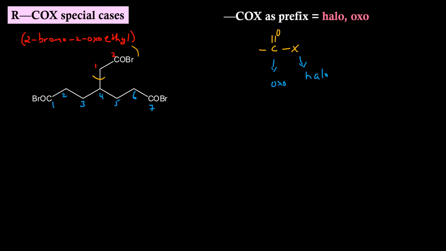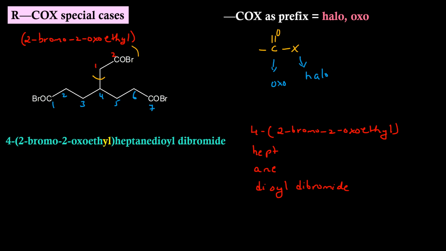Now, secondary prefix for the molecule is at position 4, we have (2-bromo-2-oxo-ethyl). Root word is hept. Primary suffix is ane. Secondary suffix is dioyl dibromide. So the IUPAC name will be 4-(2-bromo-2-oxo-ethyl) heptane dioyl dibromide.